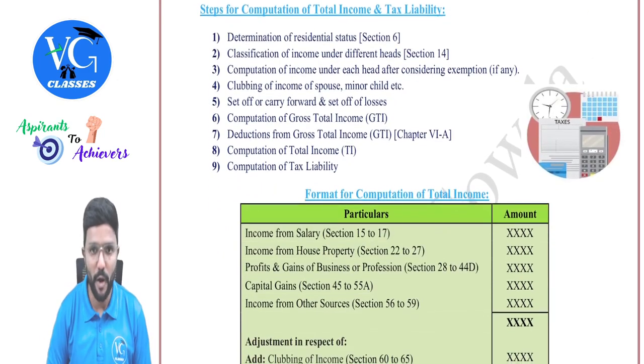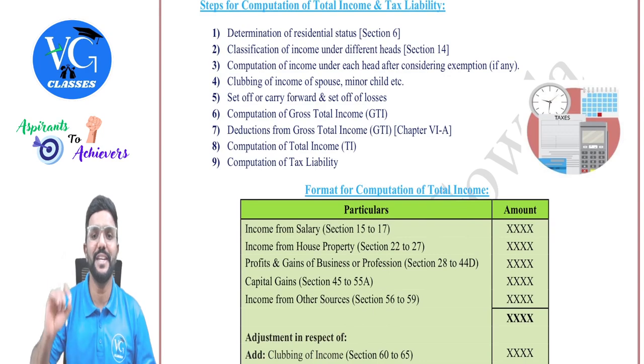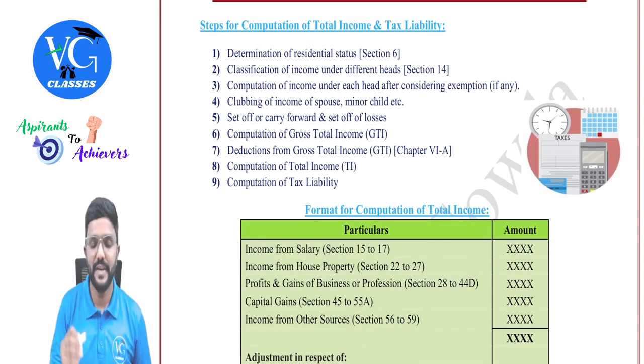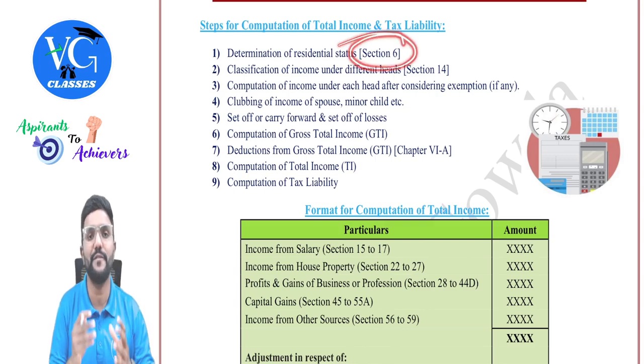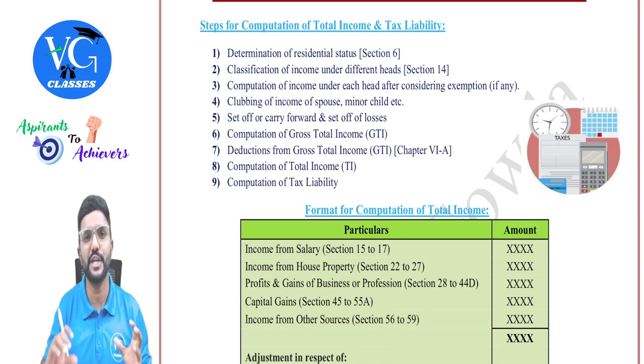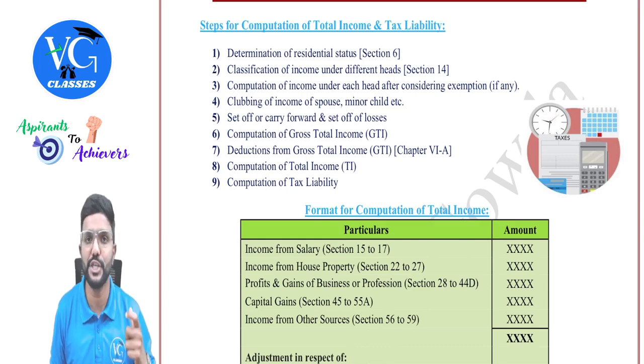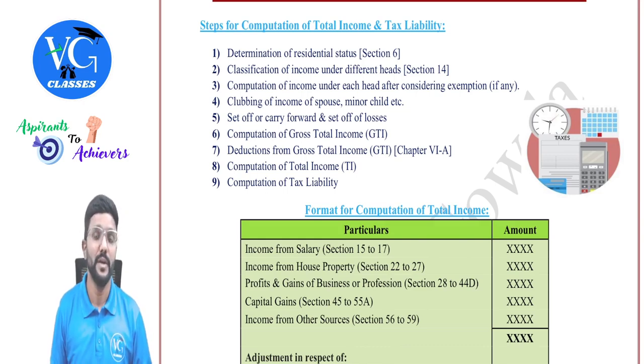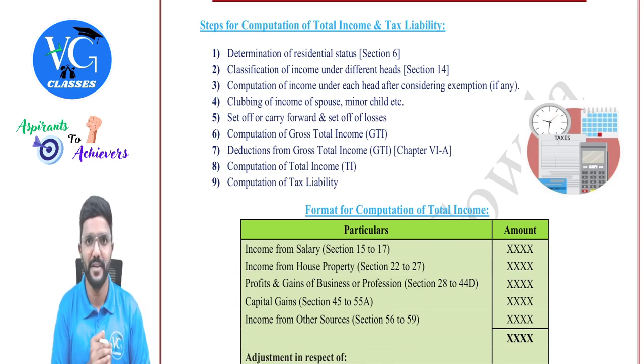First, steps for computation of the total income and tax liability. We need to know the residential status of an assessee, guys, which is given in section 6, because the income calculation or tax liability calculation sometimes depends on the residential status of a person. Especially the residential status of an individual is very important.